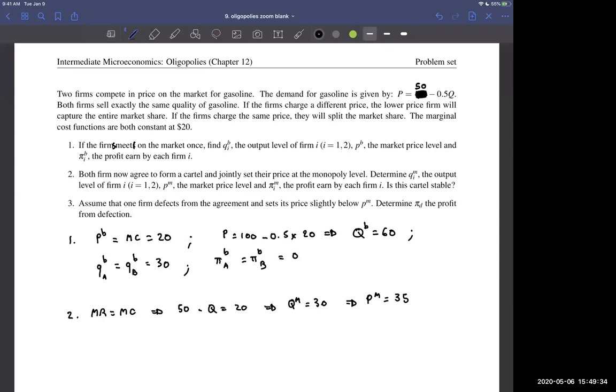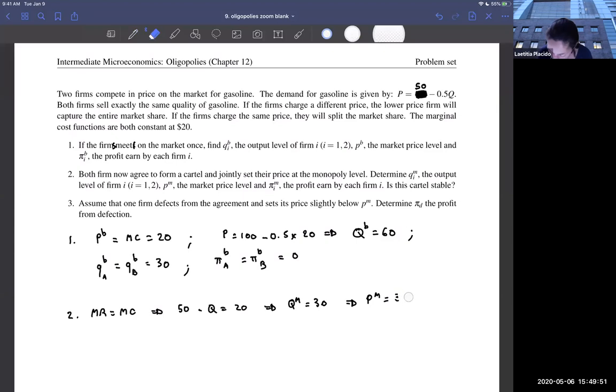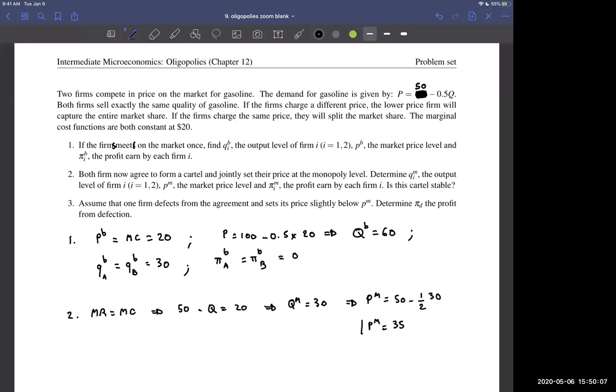Okay. Professor? Yes. Sorry, since you changed the market demand to 50, can you just specify the calculation on how you got the price? Okay. So price is 50 minus one half of 30. So that's 50 minus 15, which is 35. Is it clear? Thank you.